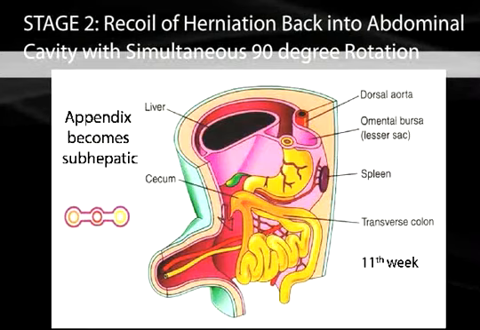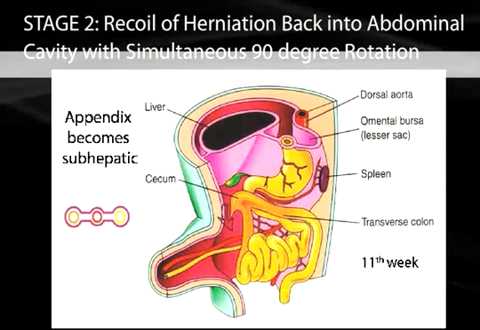So it has a left-right orientation to start this rotation. As it pulls back, it undergoes another 90-degree clockwise rotation as phase 2 starts around week 10 and 11. This recoil of the herniation is going to signal the rotation so that the cecum and the appendix end up just underneath the forming liver and gallbladder.